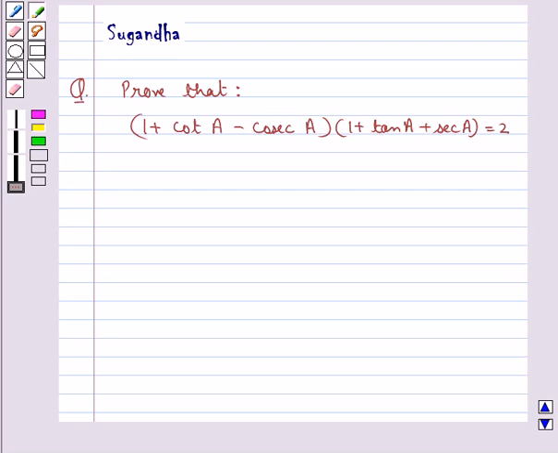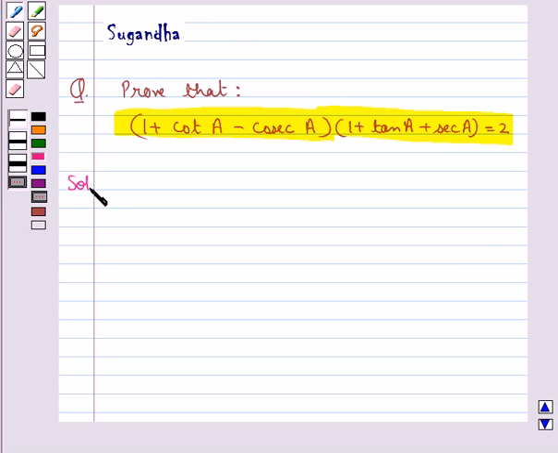In this session, we discuss the following question which says, prove that (1 + cot A − cosec A)(1 + tan A + sec A) = 2. Let's move on to the solution.